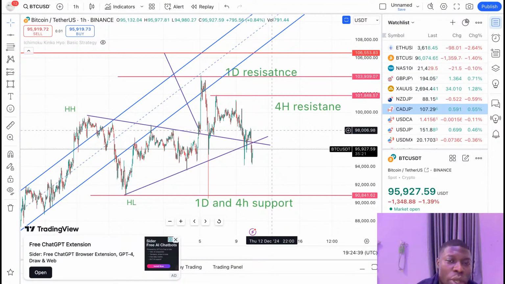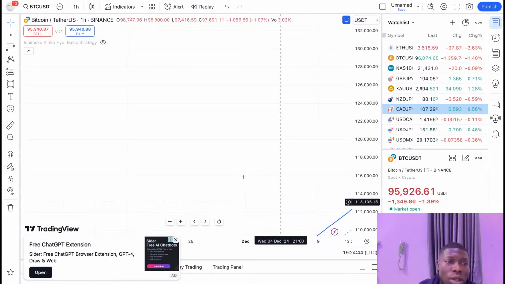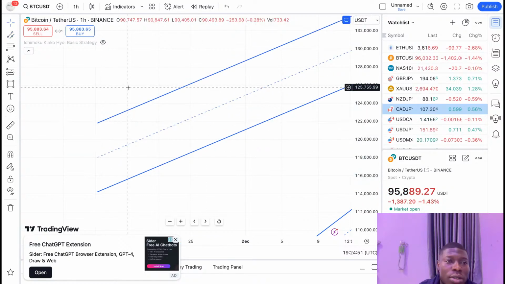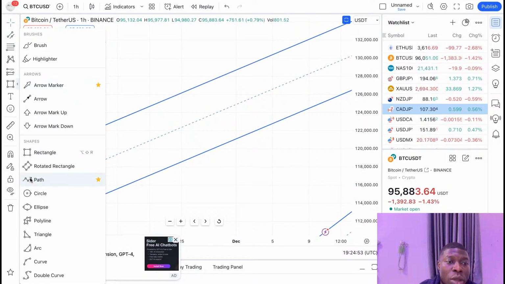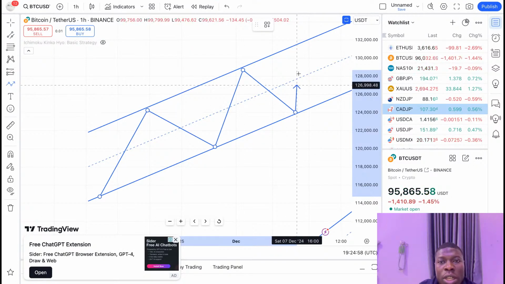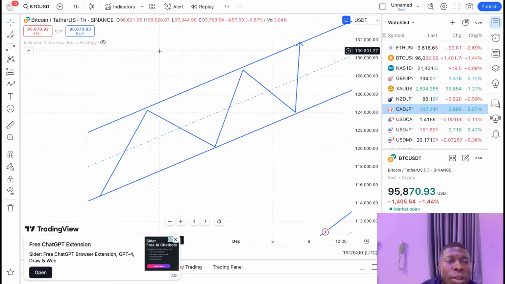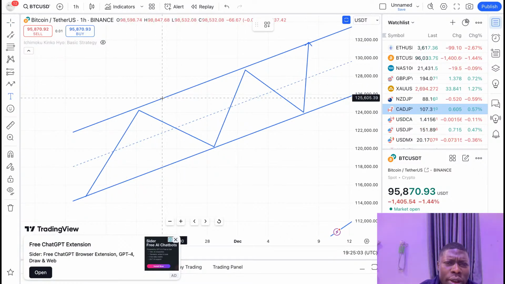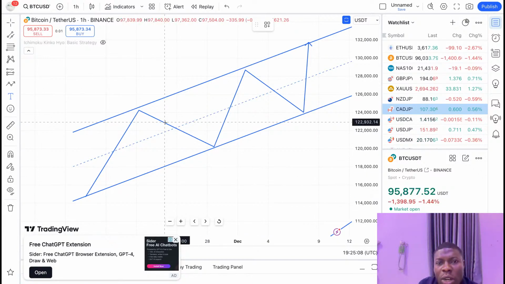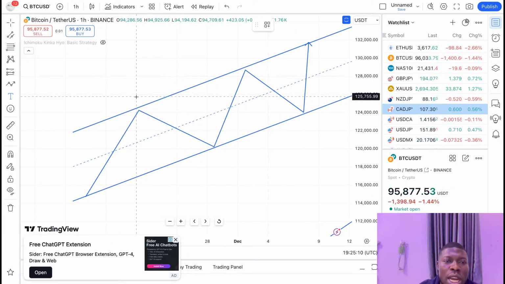Someone asked what a swing point is. I'll take this chart down and go back to trend. I'm trying to make just an uptrend to explain what a swing point is. So this is an uptrend. Basically, I have my swing points here.